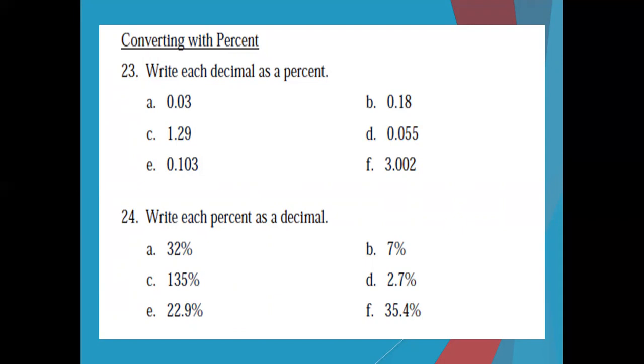Number 24, write each percent as a decimal. 32% equals 0.32. 7% equals 0.07. 135% equals 1.35. D, E, and F, do it on your own. And there's decimals within the percent. Don't let that trick you. Just move it over 2 places to the left and you will get your decimal.